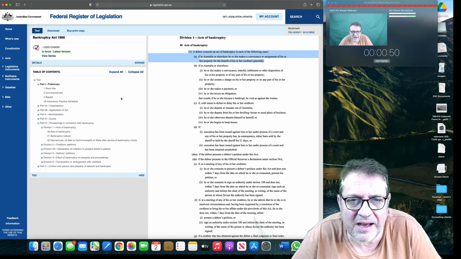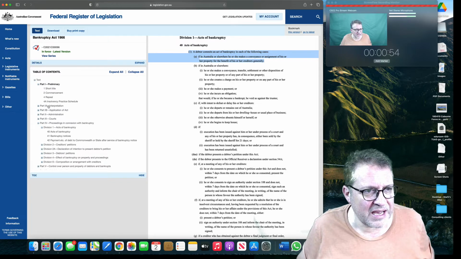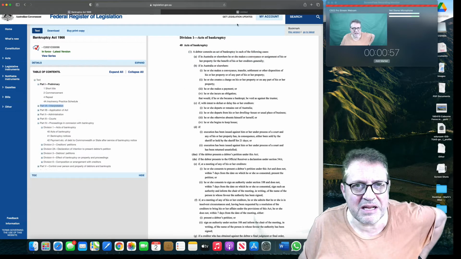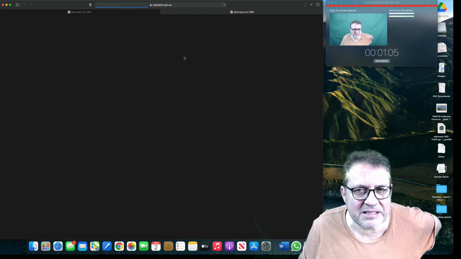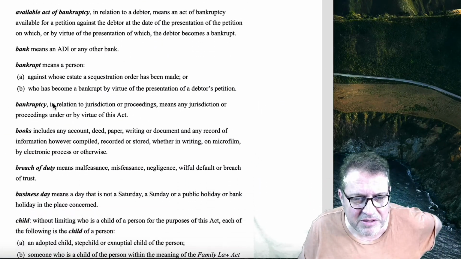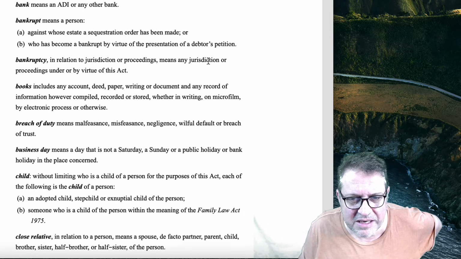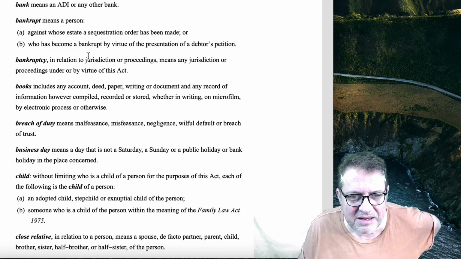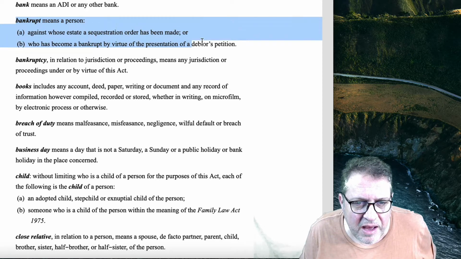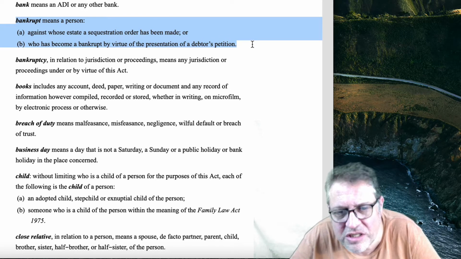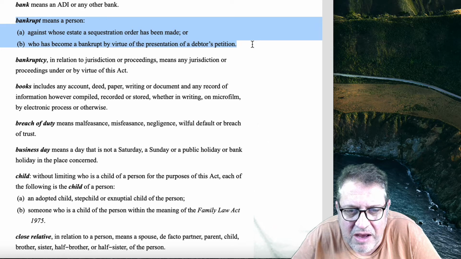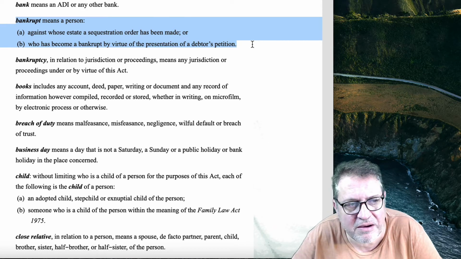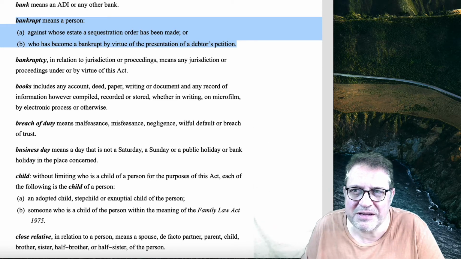of your bankruptcy. And we should just have a look at the word bankruptcy and see what it actually means. So this is a little bit of interpretation of acts. Bankrupt, in relation to jurisdictional proceedings, means a jurisdictional proceedings by virtue of this act. Bankrupt means a person against whose estate a sequestration order has been made, or who has become bankrupt by virtue of them presenting their own debtor's petition. So a bankrupt is a person whose estate is under administration, basically. So that's a very key concept.